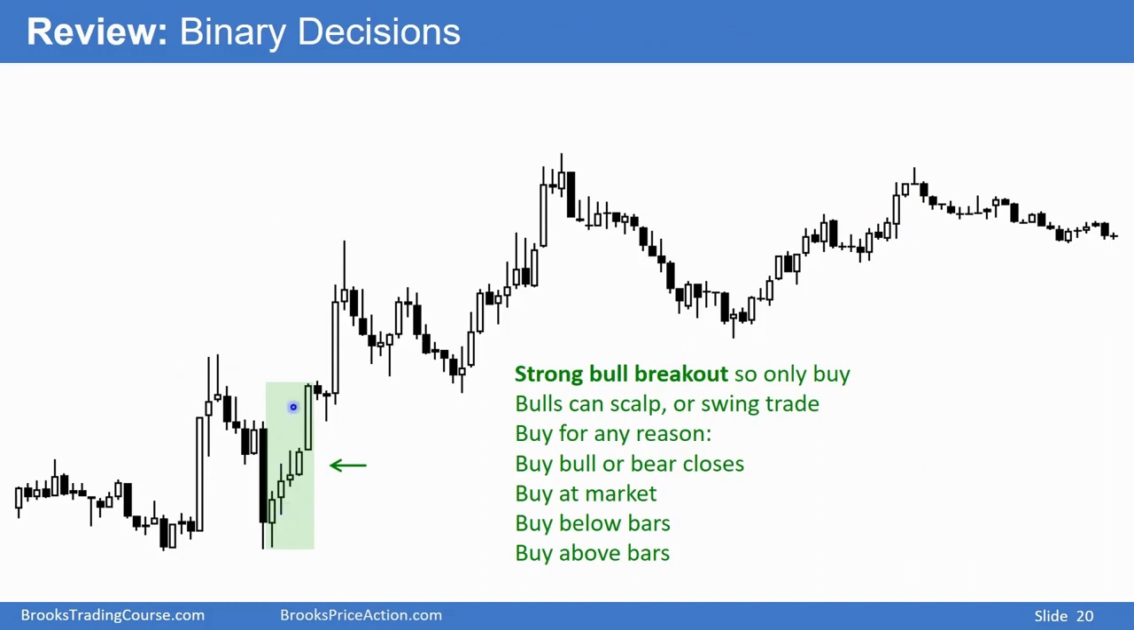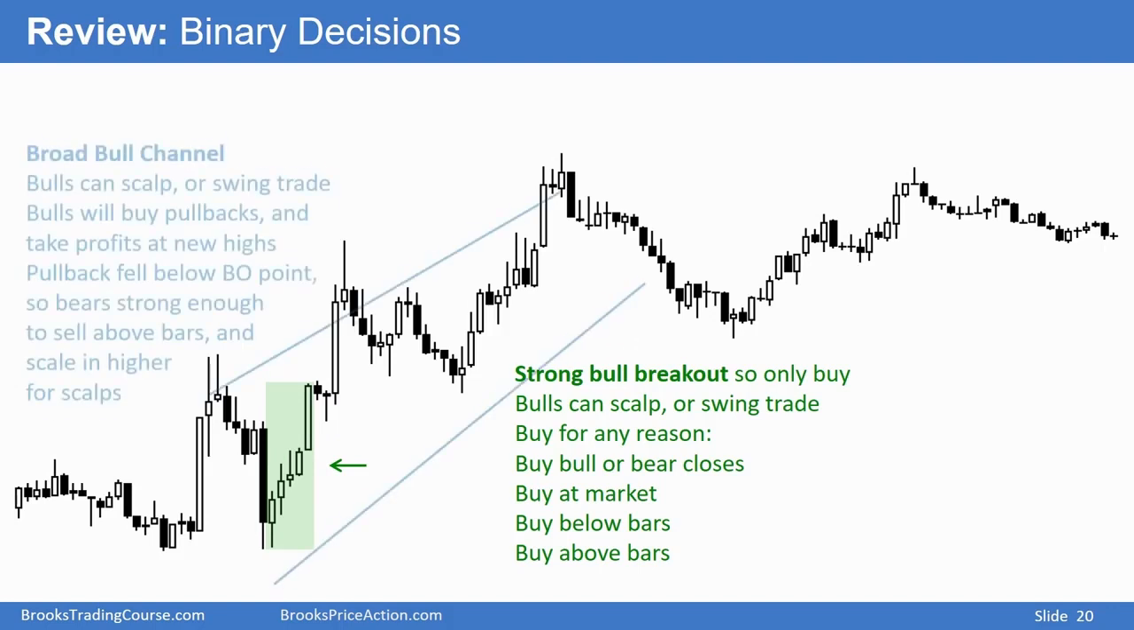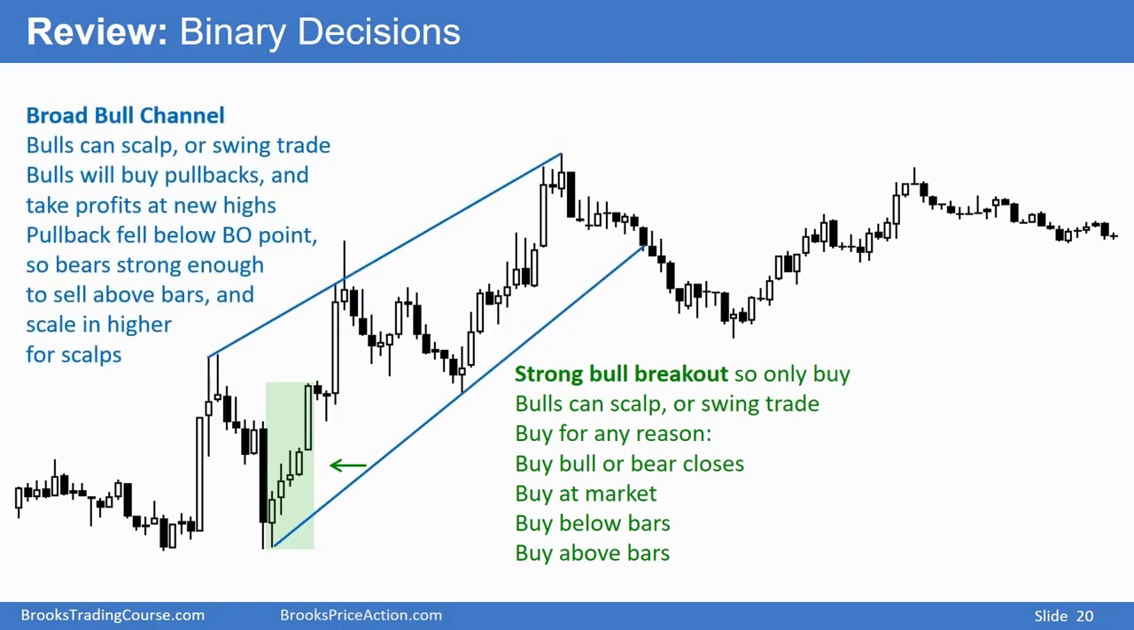So strong bull breakout, I only want to look to buy. And I can scalp or swing, and I buy for any reason. I buy bull closes, I buy at the market, I buy above bars, I buy above this bar, I buy below bars, below that bar, betting that the bear reversal will fail. And then the market converted into a fairly broad bear channel. This sell-off is strong enough, so some traders would say it's always in short. This sell-off lasted 15, 20 bars.